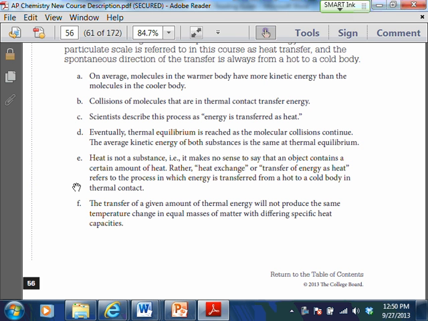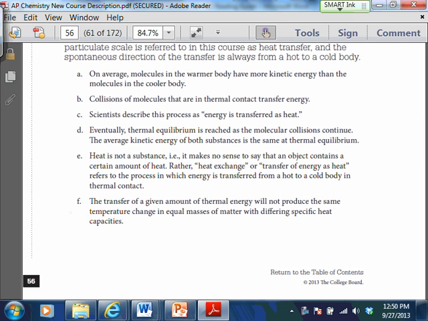Now, heat is not a substance, okay? It's a flow of energy from a warmer object to a cooler one, all right? So we'll say heat exchange or transfer of energy is heat. So don't say that something contains a certain amount of heat, okay? Sorry, you can't say something's hot anymore. You have to say, boy, that object contains a high amount of kinetic energy in its particles, right? Okay, that's the way you have to say it now.